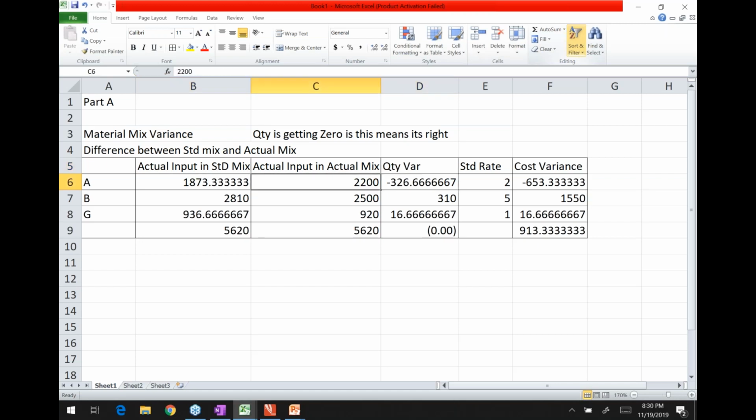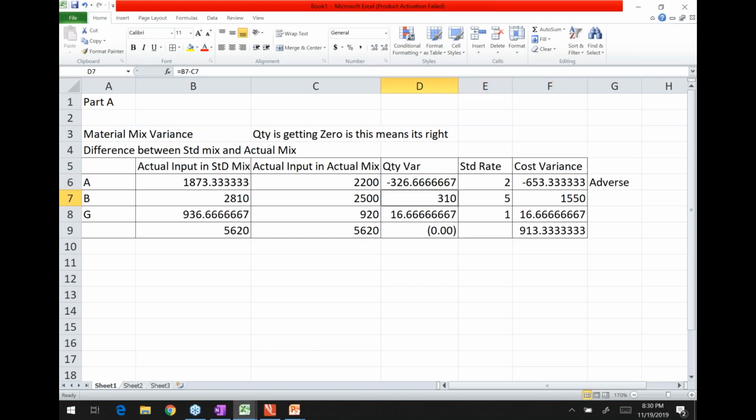Now it's very simple to understand. As you can see here, the actual mix that we have used is 2200, but according to standard we should have used 1873. So in actual, we have used more quantity, and when you have used more quantity, obviously this is adverse. Using more material quantity is adverse quantity-wise, and in terms of cost, this is 653. So you can see here that you have used more material quantity.